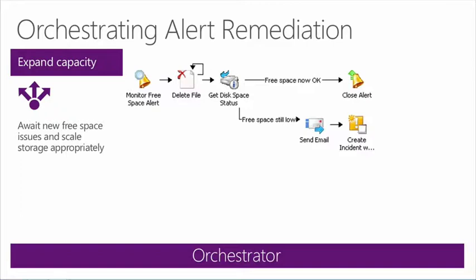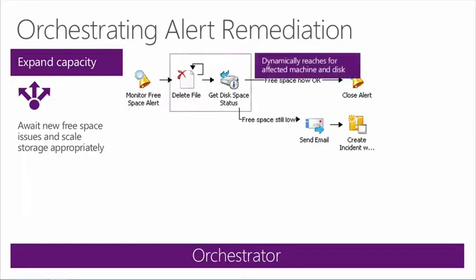So here's a runbook where I want to monitor for a free space alert, and I built out a runbook to be able to do that. And I want to check where I see an error, a potential error that has not caused downtime yet. So I want to check and delete a file, and then I want to get some disk space status so that I can dynamically reach for the affected machine and the disks that are going to be consumed here. So this runbook checks for that, and that's what we're showing right now, that we're checking where we are in terms of the status of that threshold.